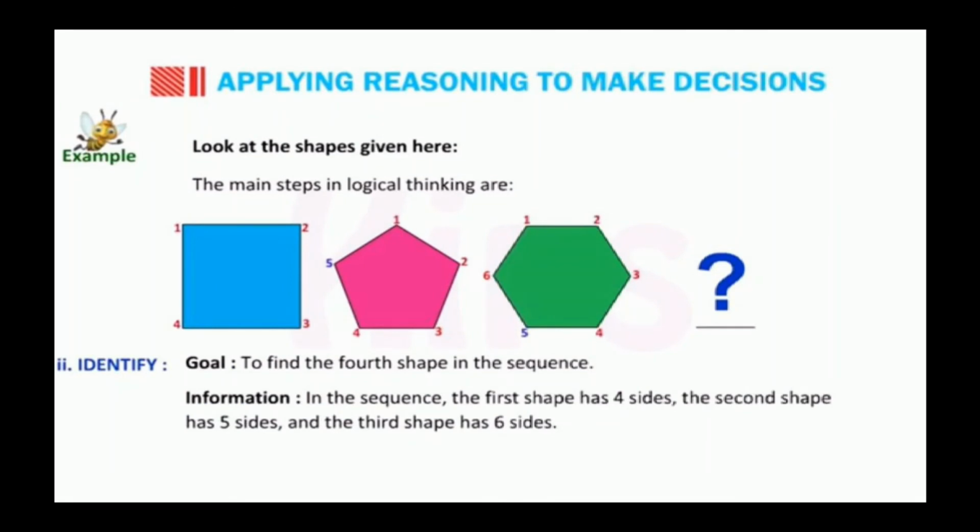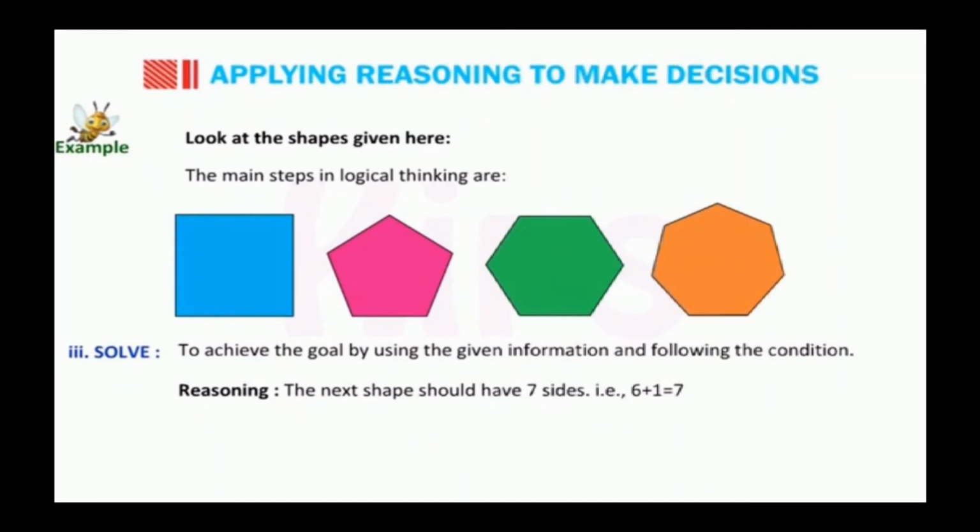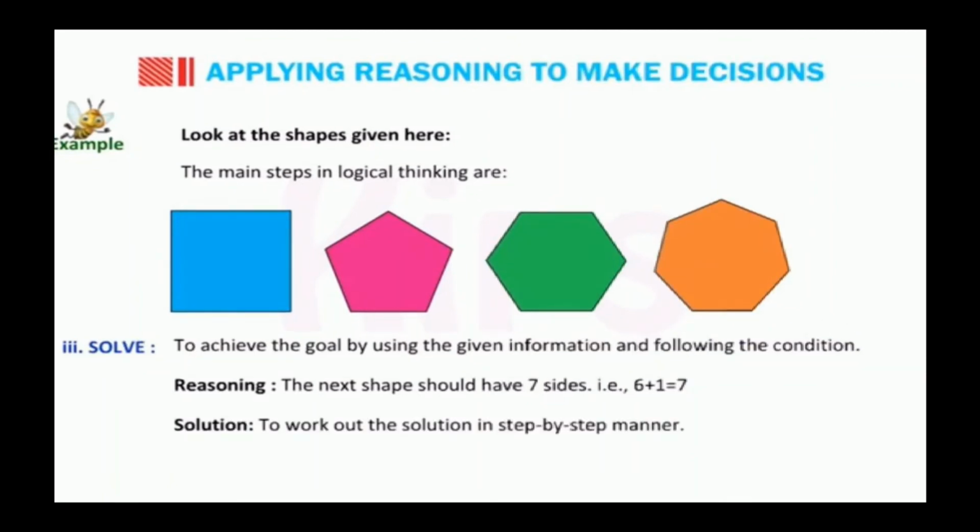Here we identify the goal: to find the 4th shape in the sequence. Information means what information is given by all 3 designs, or shapes. In the sequence, the first shape has 4 sides, the second shape has 5 sides, and the third shape has 6 sides. So now you can guess what the 4th shape is. Yes, correct. The next shape should have 7 sides. To work out the solution in a step-by-step manner, we have to see all the shapes one by one and reach our goal.